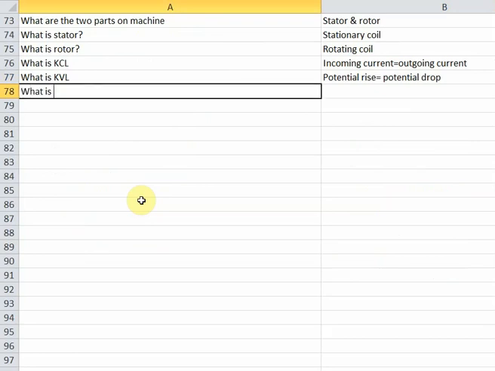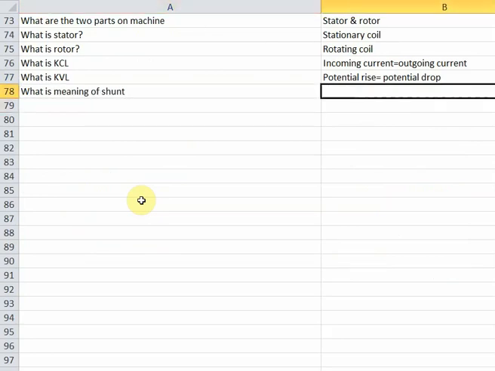What is shunt? Shunt means what? Shunt means it is parallel.